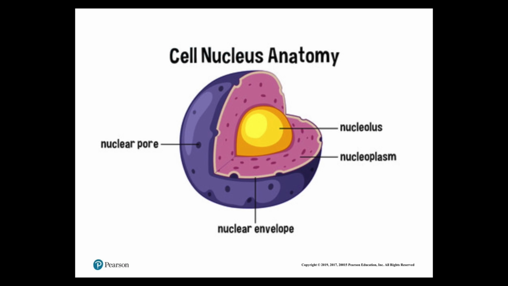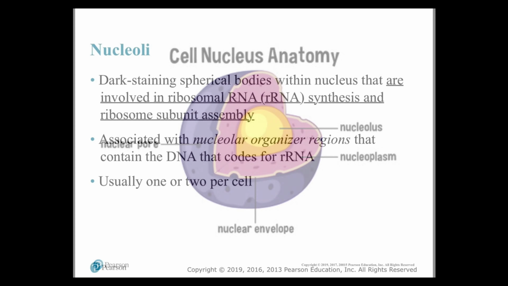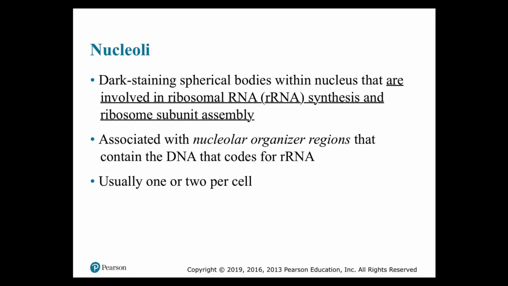This figure shows a really nice picture of the cell nucleus and its components. So it's got the nuclear envelope, which has nuclear pores, and nucleoplasm, which contains the chromatin, and the nucleolus at the center. So now we're at the nucleoli.